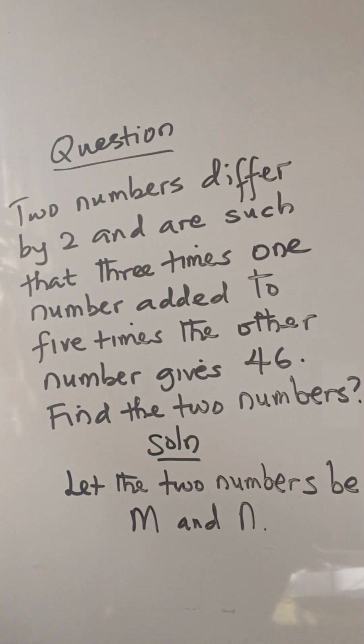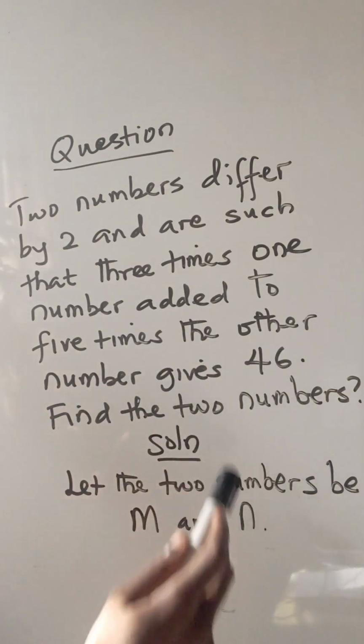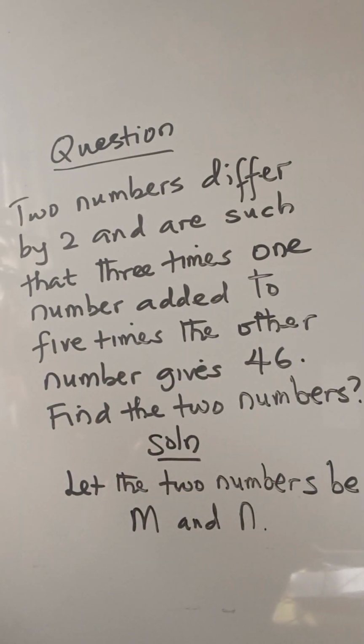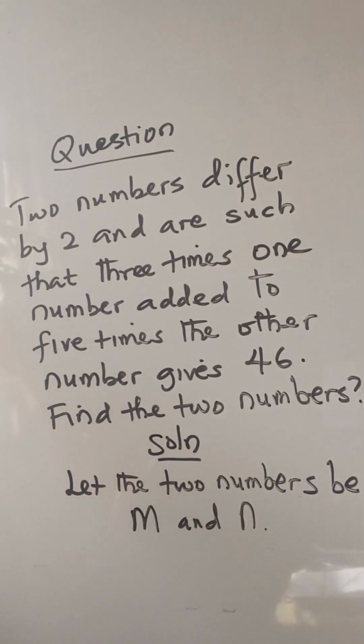So today we are going to look at a word problem. Two numbers differ by 2 and are such that 3 times one number added to 5 times the other number gives 46. Find the two numbers. Whenever we have word problems like this, we want to first interpret it into a mathematical problem. So our first step is to look for the two numbers. Let the two numbers be m and n. So let m and n represent the two numbers that we have to solve for.